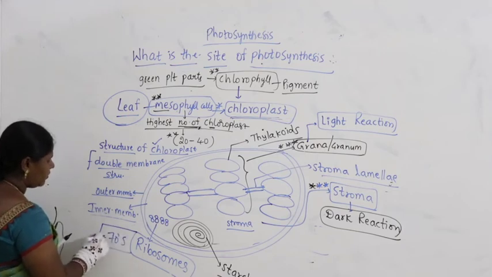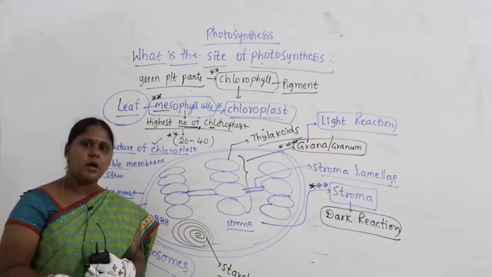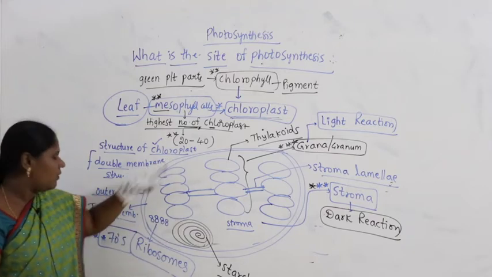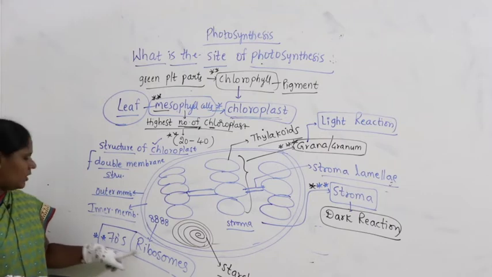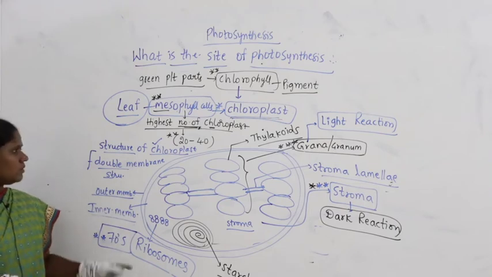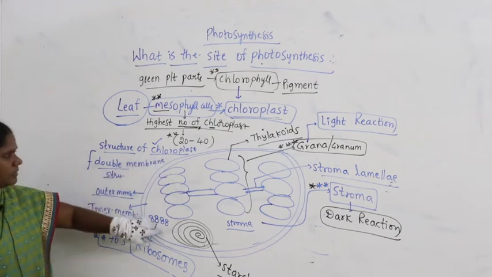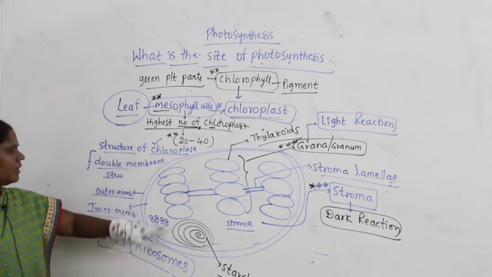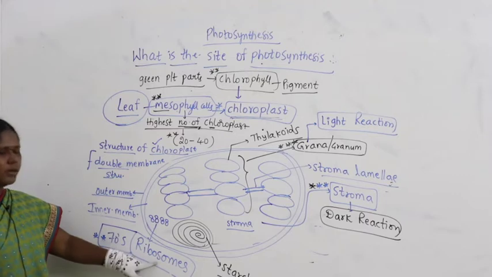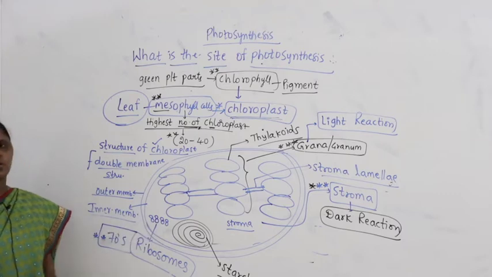70S type of ribosomes. Do you all remember, within a eukaryotic cell organelle we find a prokaryotic component. Chloroplast is a eukaryotic cell organelle. Within that, what prokaryotic component do we find? The 70S ribosome, not the 80S ribosome. So, a cell within a cell. Cell organelle within cell organelle. Chloroplast is the organelle, and inside we find one more: ribosomes. 70S type of ribosomes are present within the chloroplast.